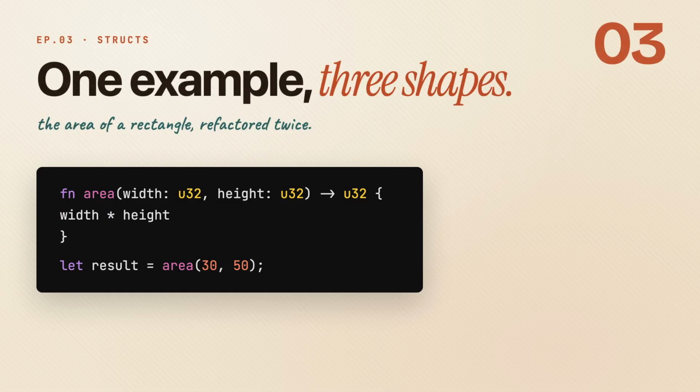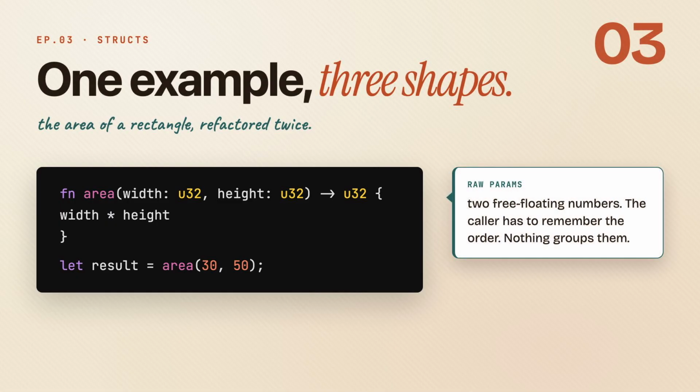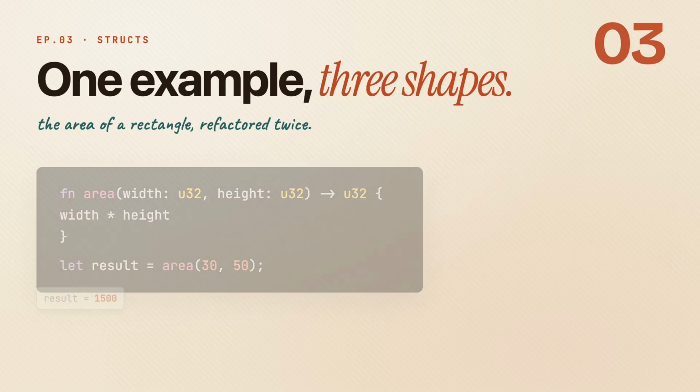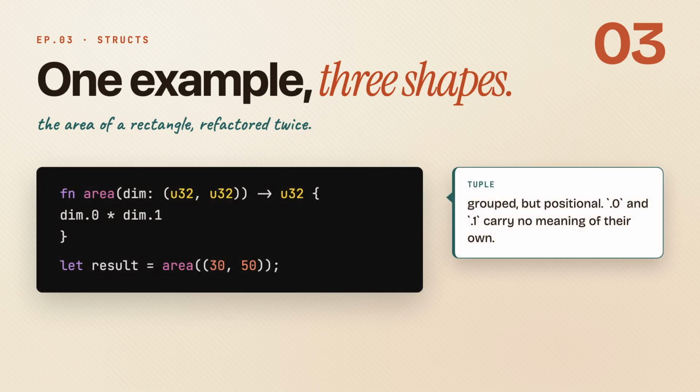Let's take a real problem, the area of a rectangle. The first version takes two numbers, the width and the height, multiplies them, and just returns the value. Well, it works, but let's take a look at the signature. The width and the height are floating side by side. Nothing in the code says they belong together.